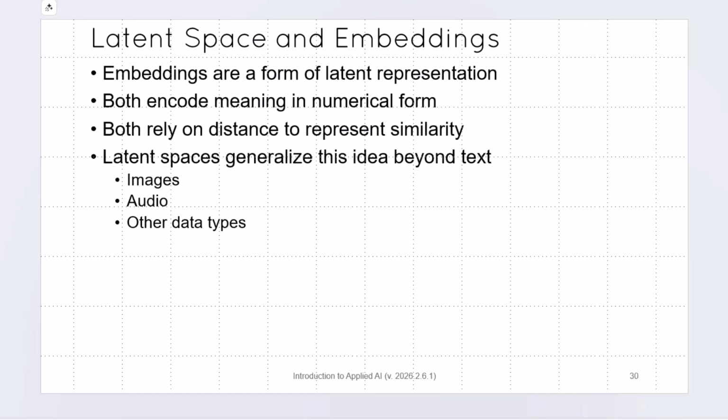What about latent space and embeddings? Embeddings are a form of latent representation. They both encode meaning in numerical form, and both rely on distance to represent similarity. Latent spaces generalize this idea beyond text, as we mentioned before, to audio, images, and other data types.